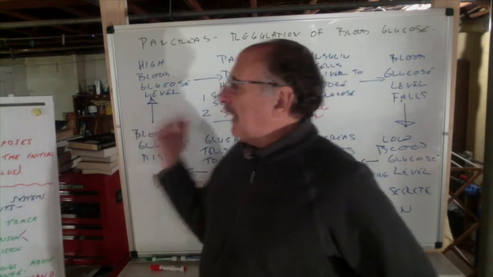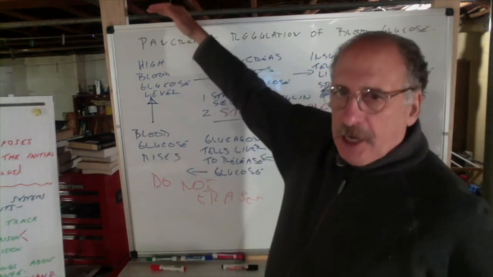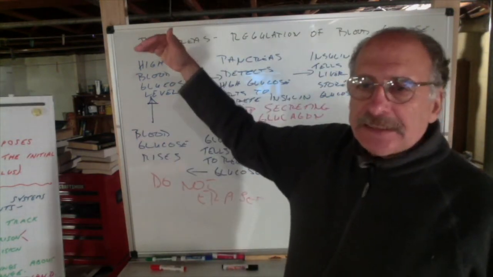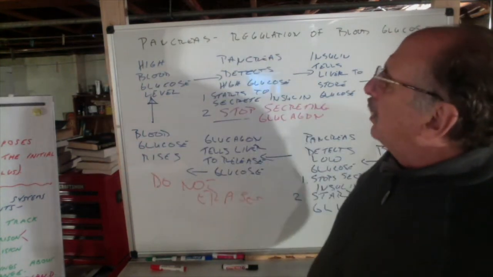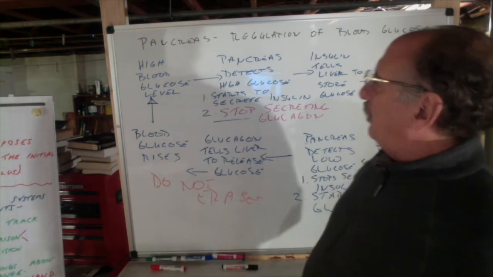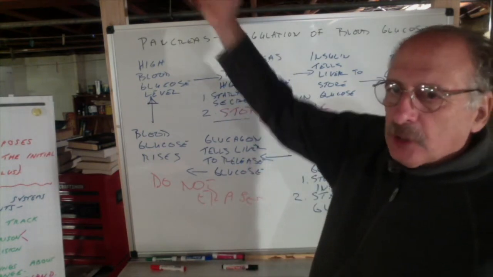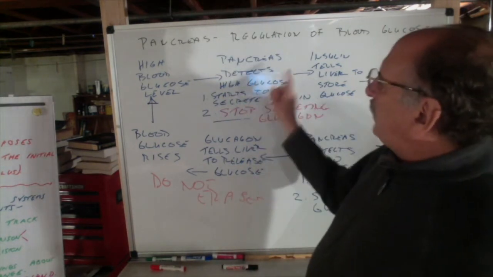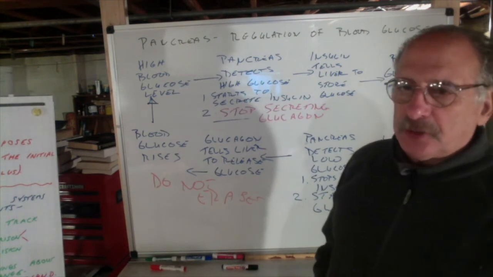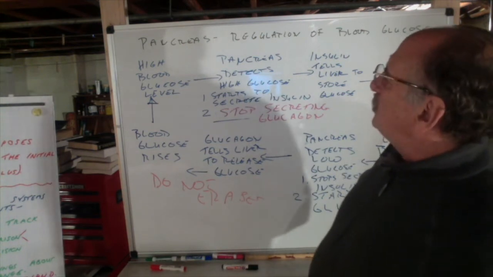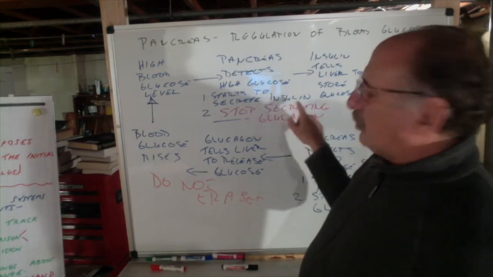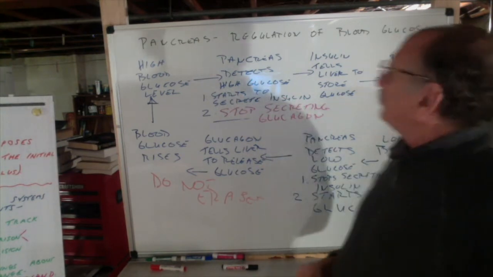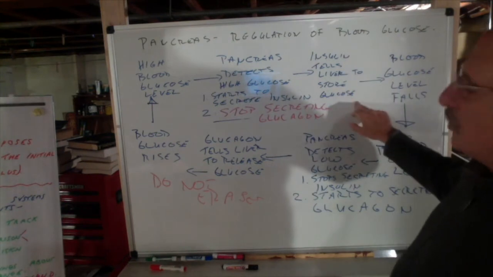Now, in this context, I don't mean abnormally high. I mean on the high side of that fluctuation. We don't want it to get too high. We don't want it to get abnormally high. So the pancreas is always keeping track of the blood glucose level, and when it sees that the blood glucose is too high, it starts to secrete a hormone called insulin. The insulin tells the liver to store the glucose.